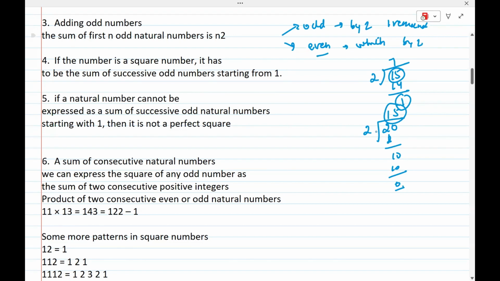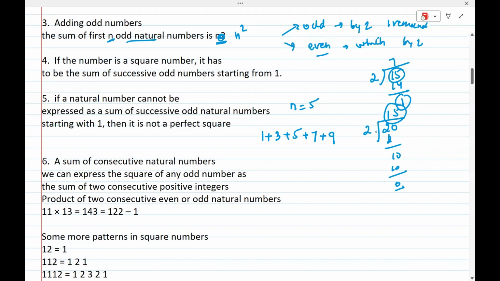Correct? So adding odd numbers, the sum of first n odd natural numbers is n square. This is n square. What does it mean? It means you take 5 odd numbers. That is 1. Then the next odd number is 3. Then 5. Then 7. And then 9. These are the first 5 odd natural numbers. Correct? So I'm taking n equals 5.